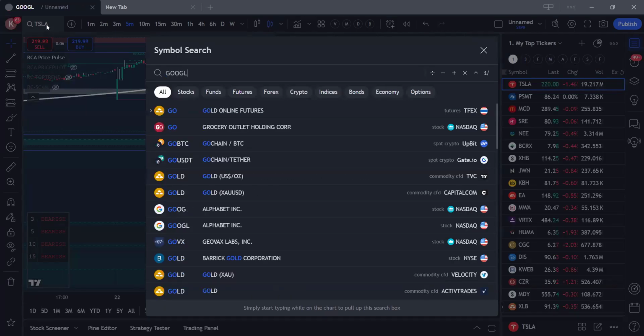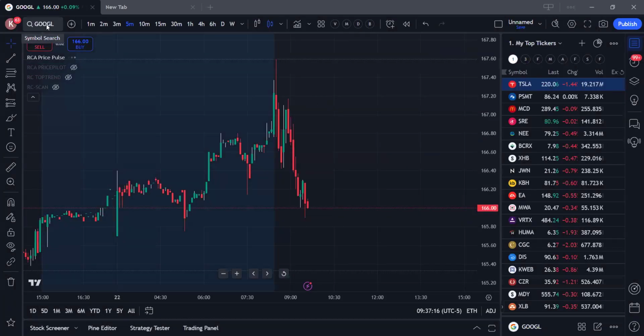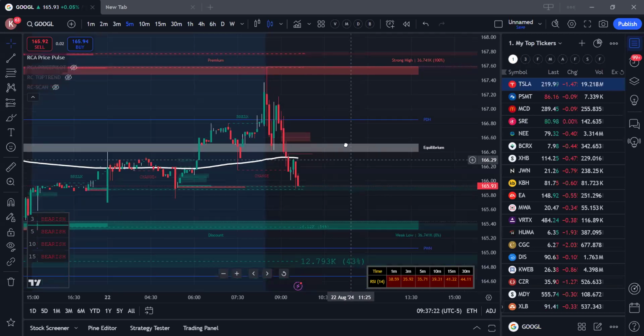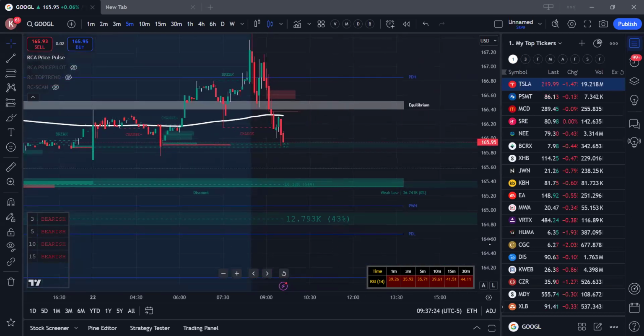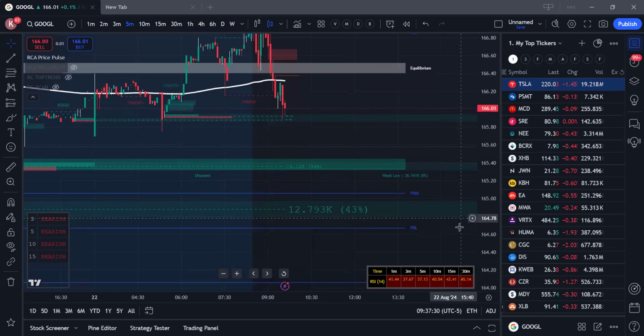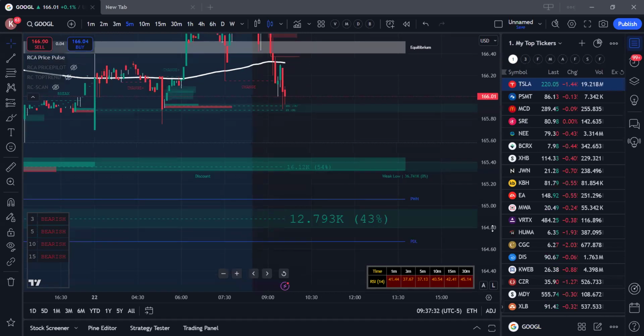Let us look at Google. Google is also looking to go further down. Right? What do you think Google might go till? What do you think by looking at the chart? Google can reverse from which point?